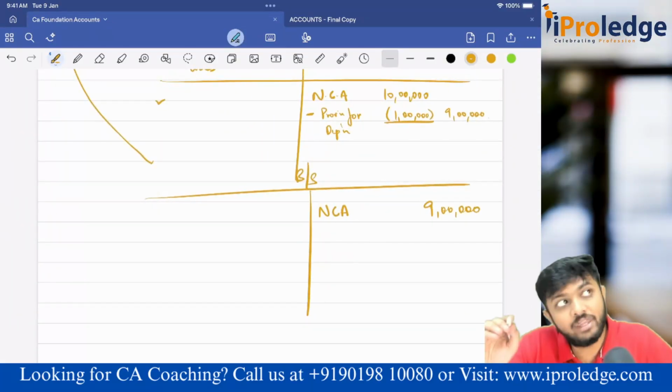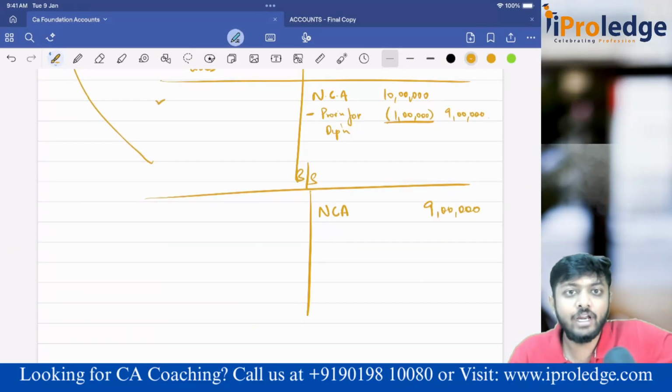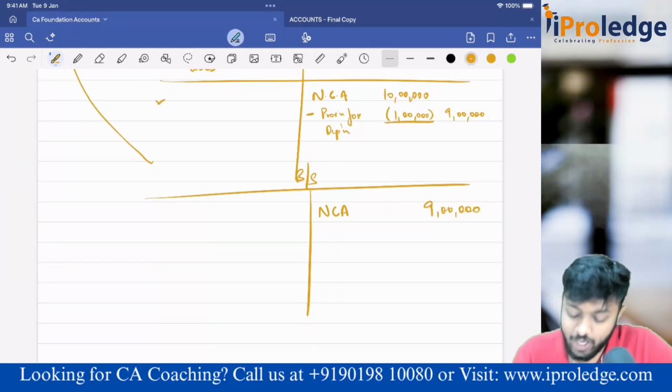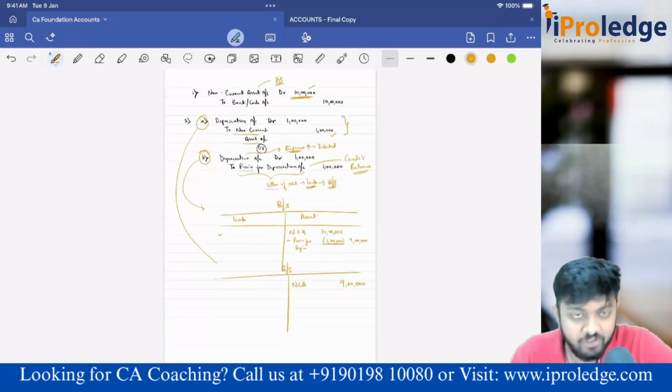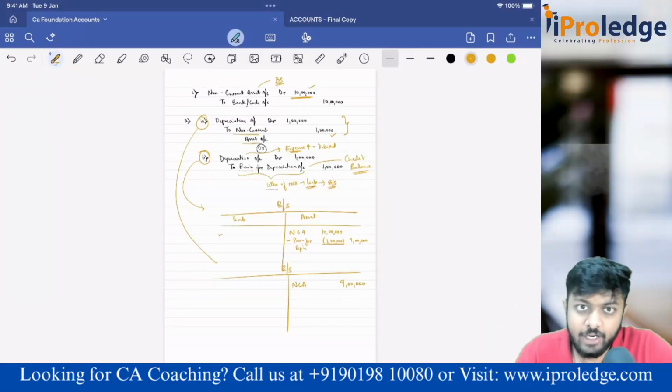Because the balance of the NCA account has only become 9 lakh. Because when you purchased, you debited NCA for 10 lakh. And when you gave depreciation, you credited NCA by 1 lakh. So 10 minus 1, it is 9. This is how the presentation differs. Two methods for depreciation.